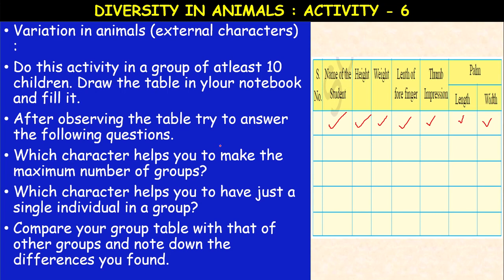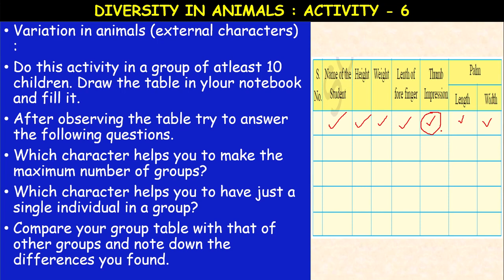After observing the table, try to answer the following questions. Which character helps you to make the maximum number of groups? You will find the maximum diversity in this impression. Which character helps you to have just a single individual in a group? So this is the character. Thumb impression will isolate each and every one.